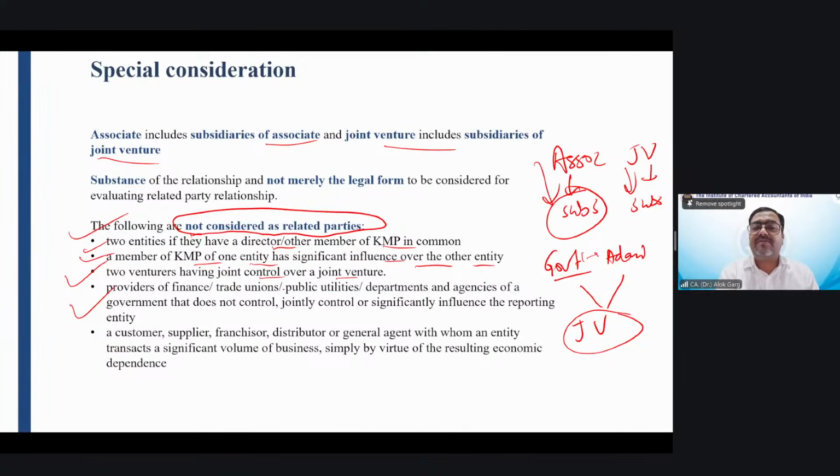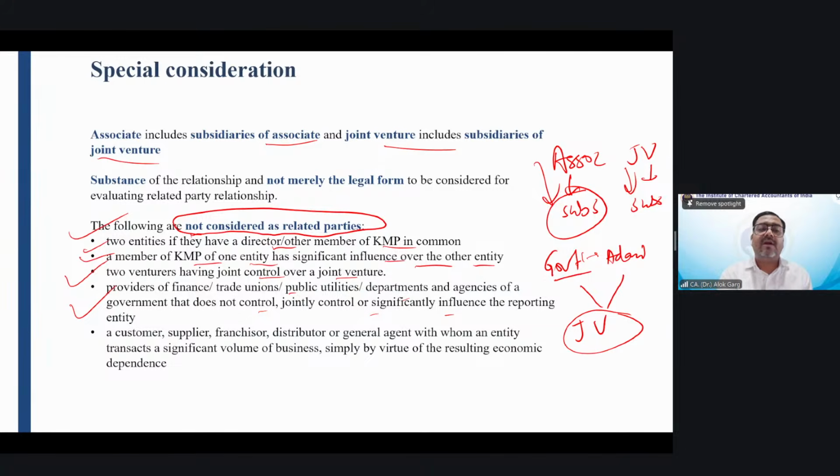Provider of finance, trade union, public utility, department, agency of the government that does not control, jointly control or significantly influence the reporting entity. My dear friends, if State Bank of India has given a loan of 5,000 crores, will it become a related party? So finance providers, public utilities, government agencies, the income tax department will become related parties. Whenever they come, you have to entertain them. Will it become a related party?